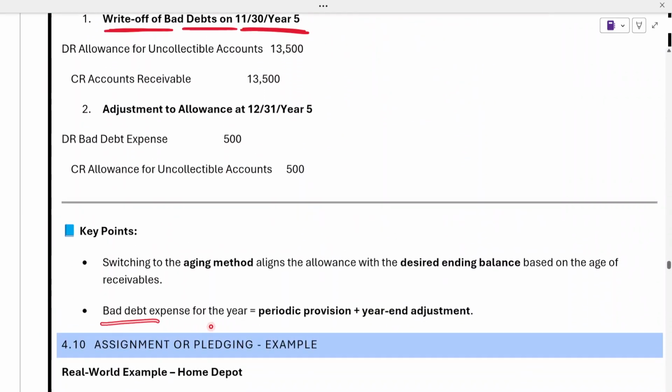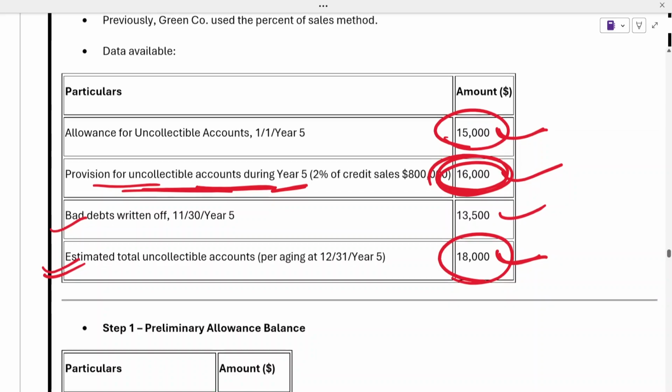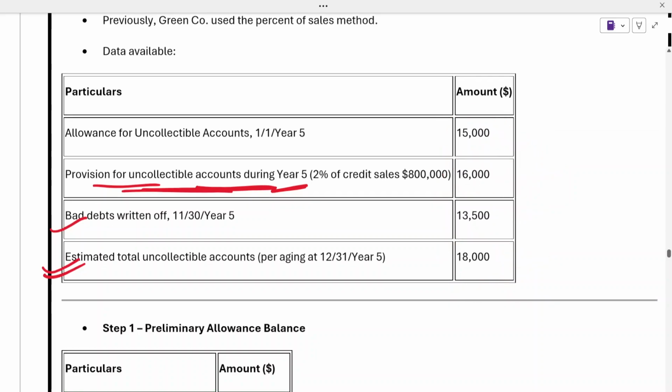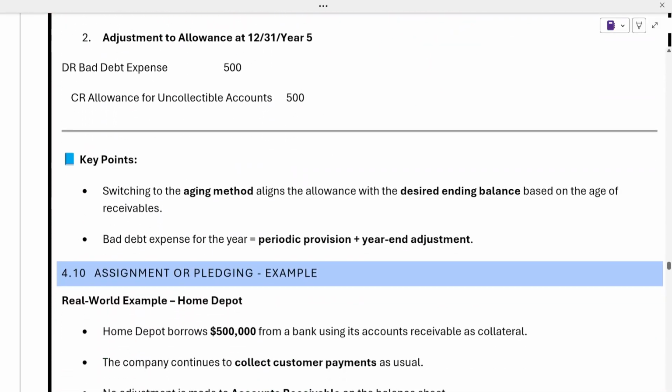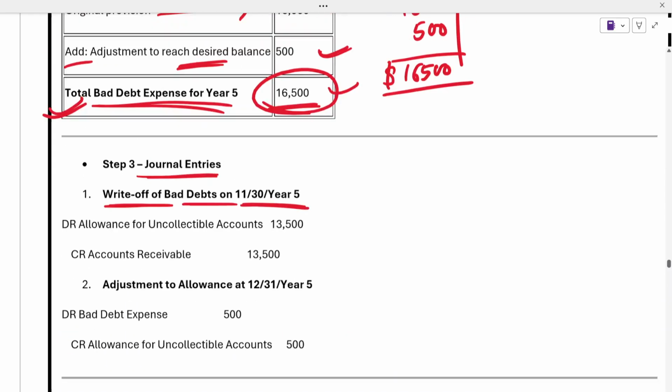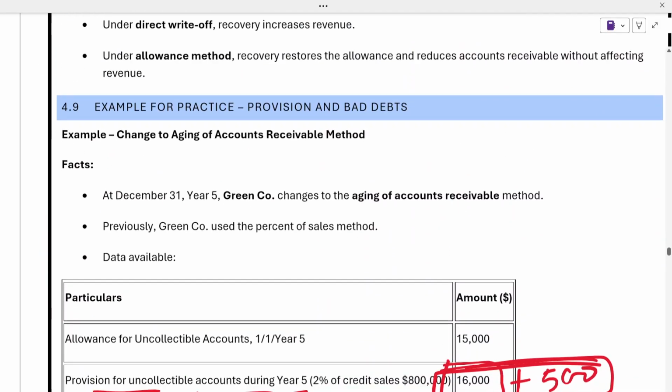And the next thing is bad debt expense for the year is the periodic provision plus year end adjustment. So what was the bad debt expense? We saw that our periodic provision for this year was $16,000, plus we have created an additional $500 of bad debt. So our effective bad debt for that particular year was 16,500, which means our bad debt expense for the year was periodic provision plus year end adjustment. So this was an example of a provision for bad debt, and before this as well we have done multiple practice questions. So I hope you understand this.